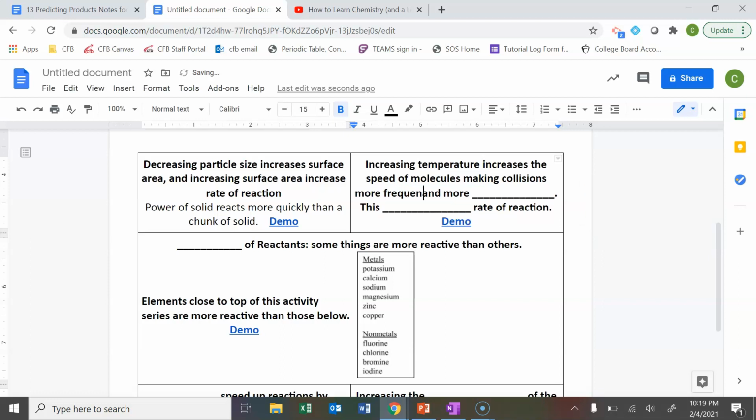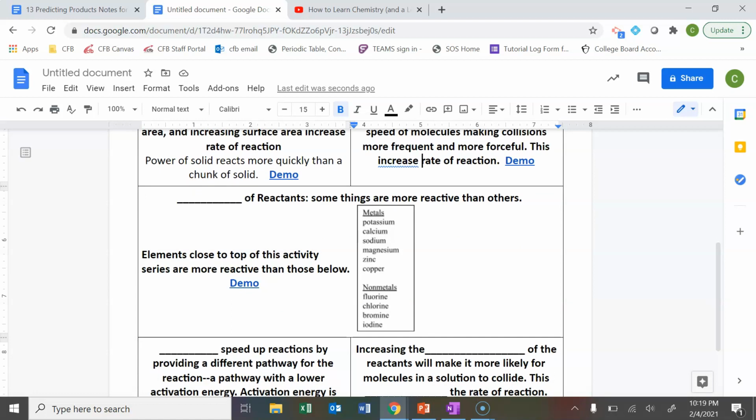So if we increase the temperature, we increase the speed of the molecules, that makes the collisions more frequent and more forceful. And what's that going to do to the rate of the reaction? We increased the collisions and we made them more forceful. That's going to increase the rate of the reaction. Here's another demo. Go ahead and watch it.